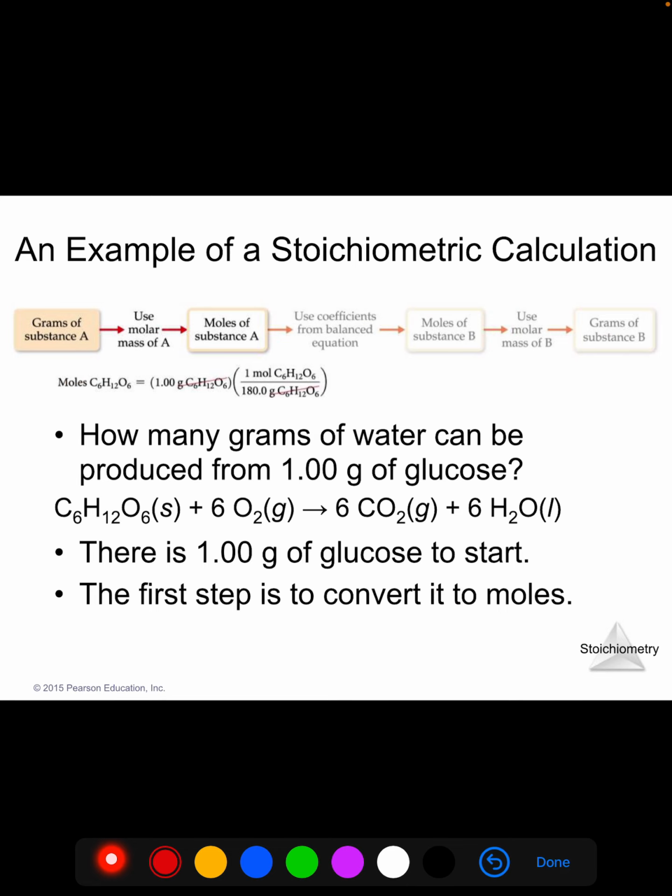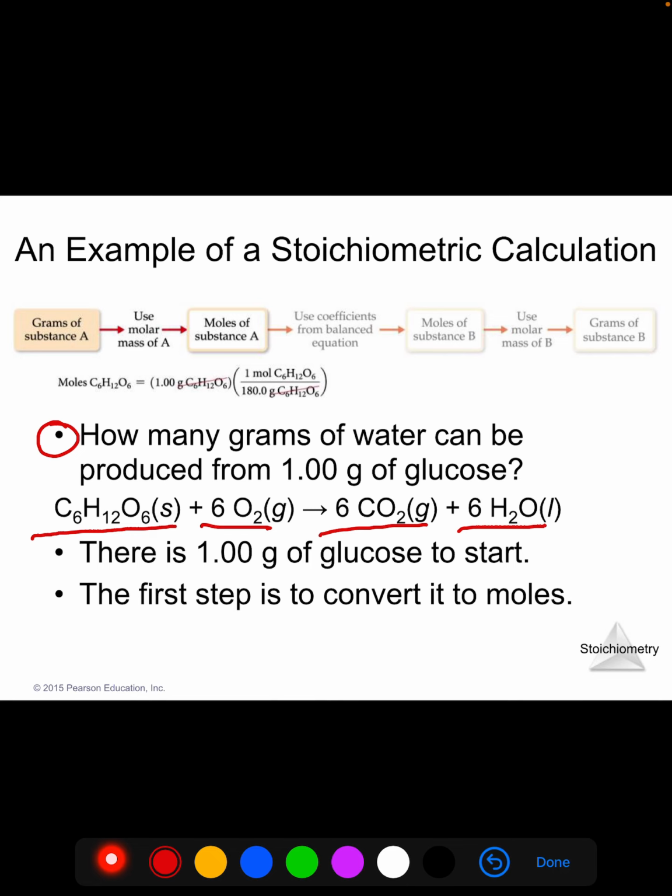So let's go back. How many grams of water can be produced from 1 gram of glucose? Now, your body burns glucose, C6H12O6, in the presence of oxygen through a series of steps, chemical reactions in glycolysis and the citric acid cycle, or the Krebs cycle, or the tricarboxylic acid cycle. Have you learned it? And you produce CO2. You breathe that out with every breath, and water, which you also breathe out a lot in your breath. For example, fogging a mirror.